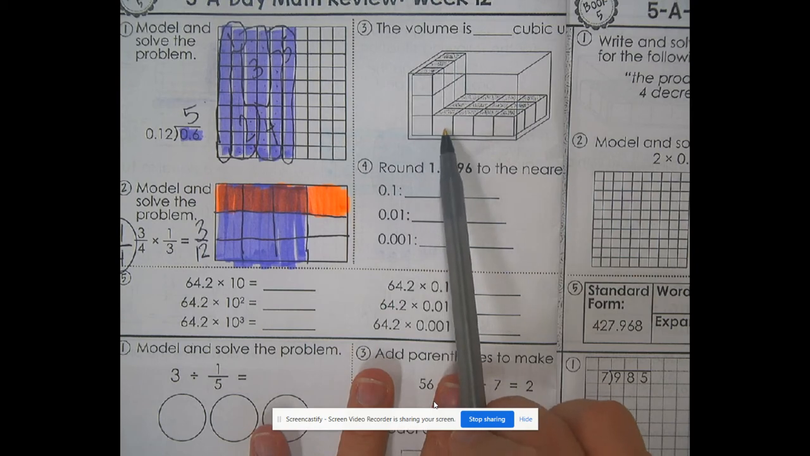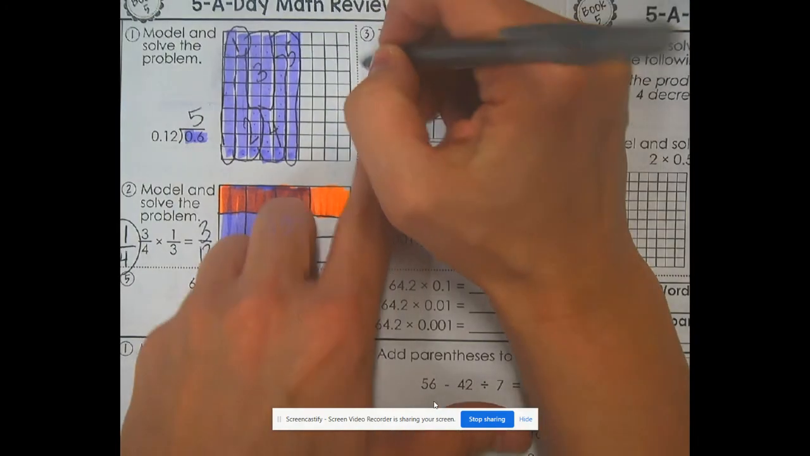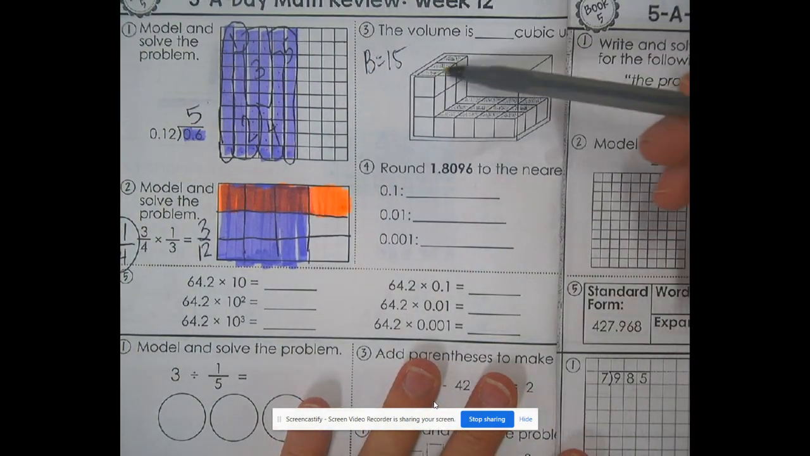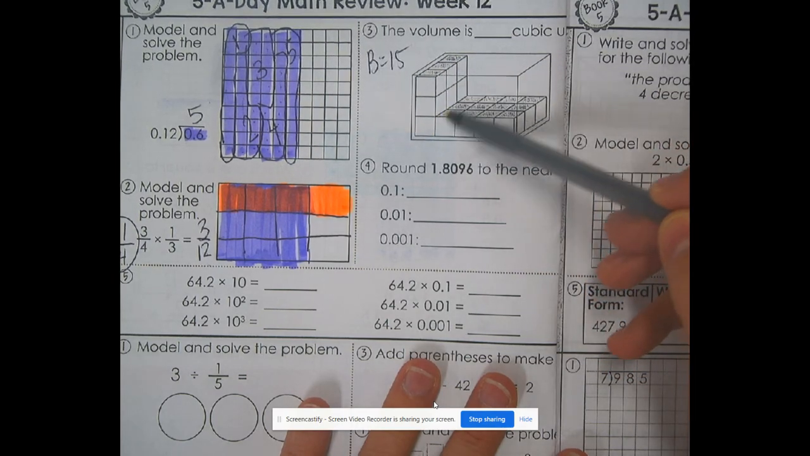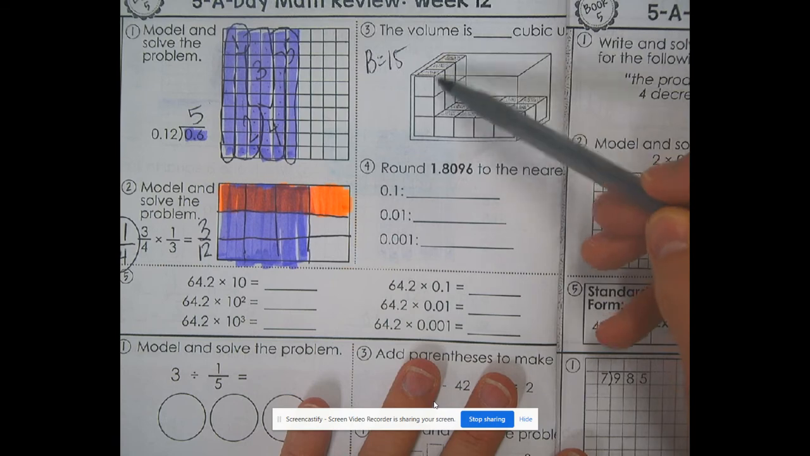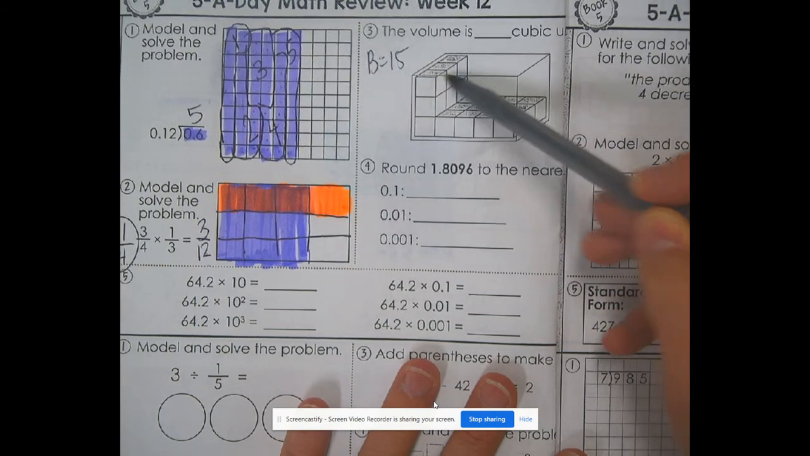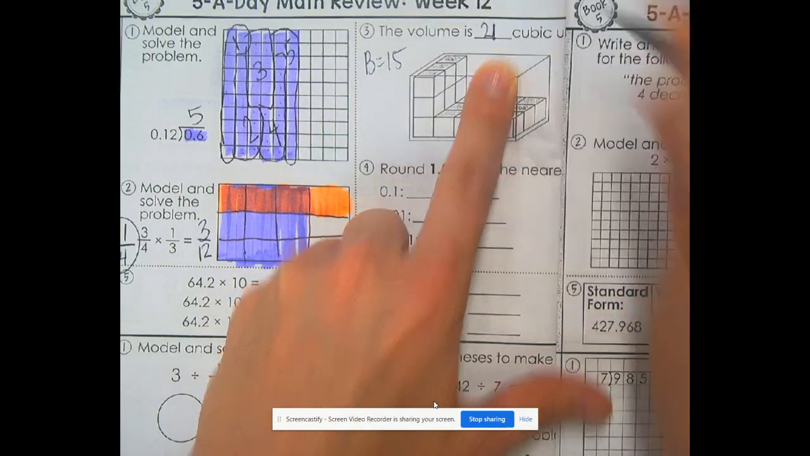Okay, what is the volume? Well, what is the base here? 1, 2, 3, 4, 5. 1, 2, 3. So our base is what? 15. Good. Well, we have another base right here, but we've already counted these 3 on the bottom in the base, right? So we just need to count these. How many? 6. So 15 plus 6 equals 21. Good. 21 cubic units.